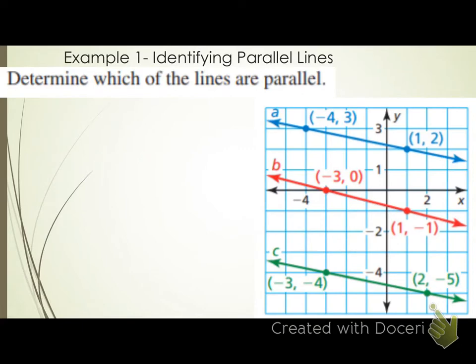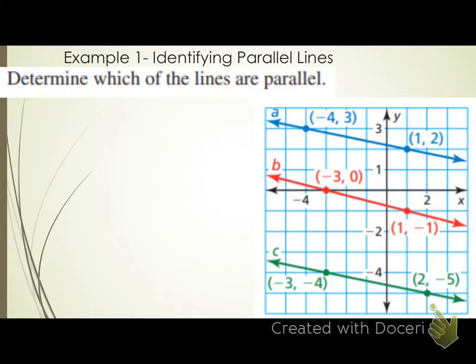Example 1. Determine which of the lines are parallel. So I could try to guess at which lines are parallel here, just based on the looks of them. But that's not always going to give me my most accurate answer, because it looks like all of these might be parallel, right? How am I going to know if they're parallel or not, though? They've got to have the same slope. So I'm going to find the slope of each of my lines, A, B, and C. See which slope they have and decide which ones are parallel, if there are any that are parallel.